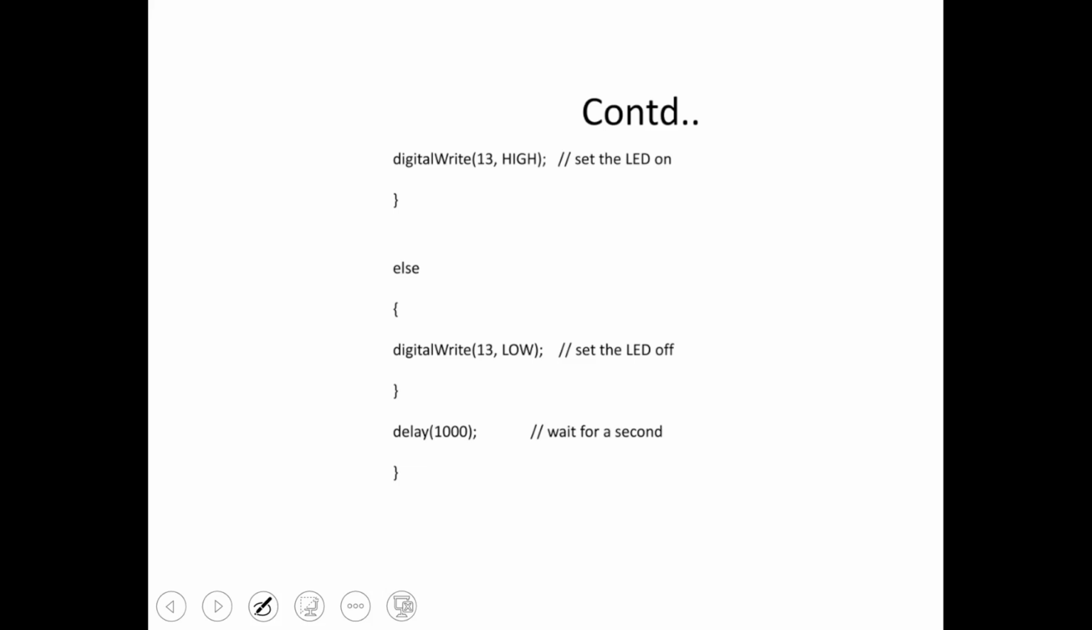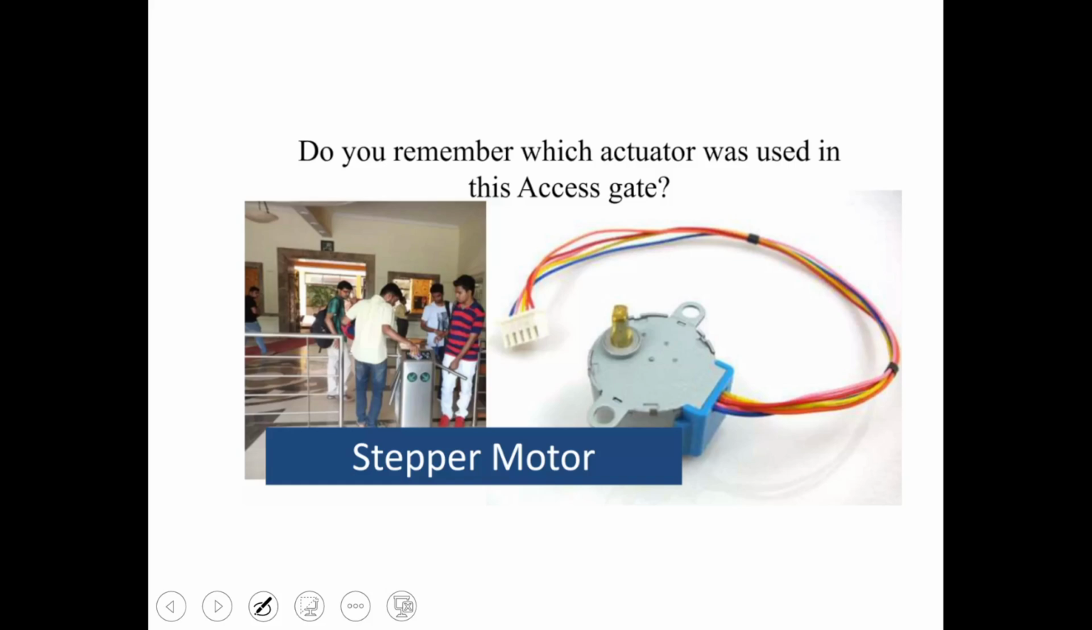And we have to give a 1000 millisecond delay, meaning an input and output delay, because if we take a smaller delay, there may be interference of the signal.